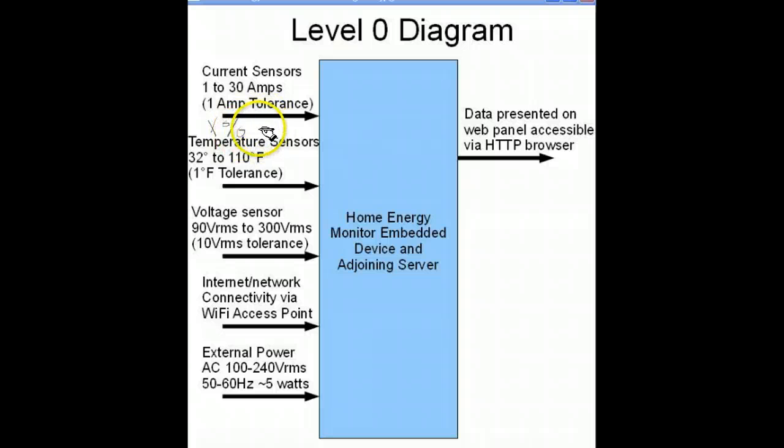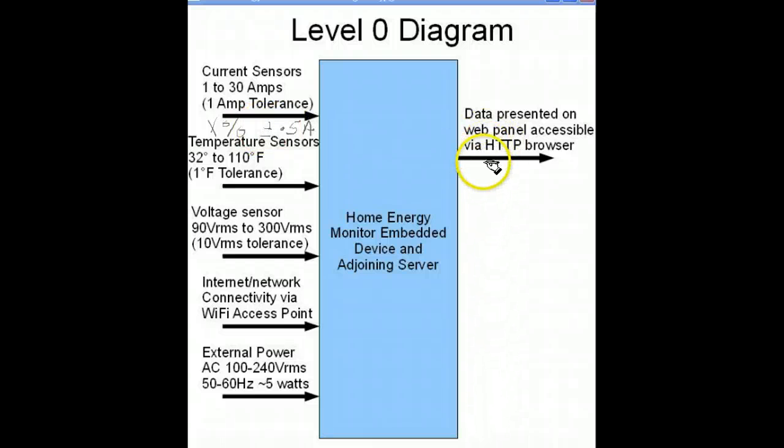Or a better way maybe is to say plus or minus, say for example, 0.5 amps. This is more descriptive than 1 amp tolerance, but both say the same. This is a more typical way to express this.